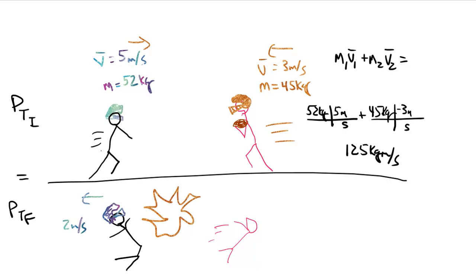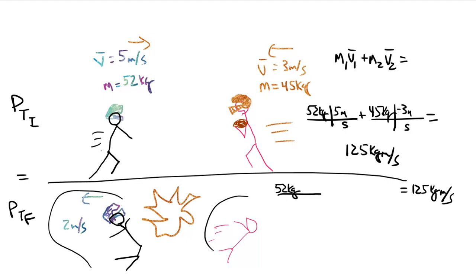Well, after the collision, that's got to be the same thing. Again, it has to add up to 125 kilogram meter per second. I'm going to move it up so I got some room. And what has to equal that? Well, it's got to be this guy's momentum plus this guy's momentum. And I know everything about him. So he is 52 kilograms times a velocity of -2 meters per second. And the other person is 45 kilograms. And I don't know this person's final velocity.